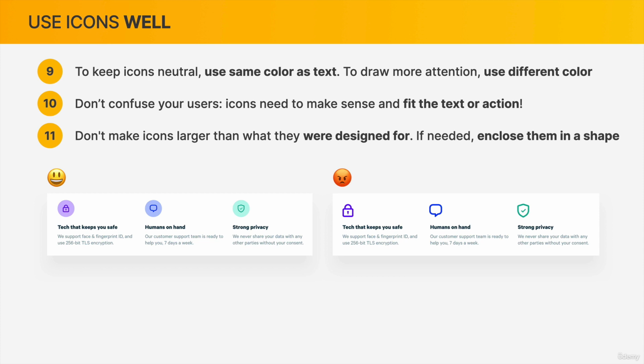Now, one of the possible solutions for this is to keep the icons smaller but enclose them in a bigger shape. And so the overall icon will basically be the shape plus the icon itself, and they are now just as big as in the right example, but without looking unnatural.